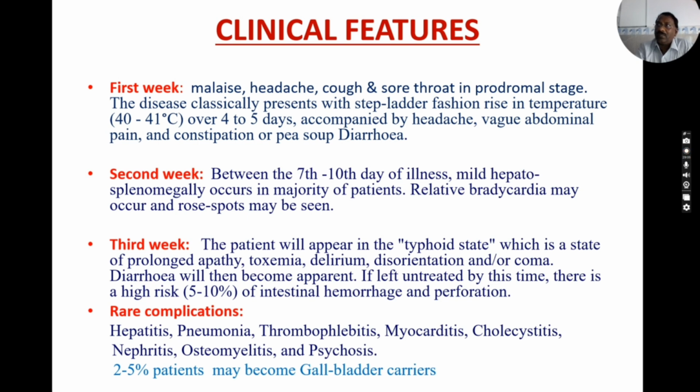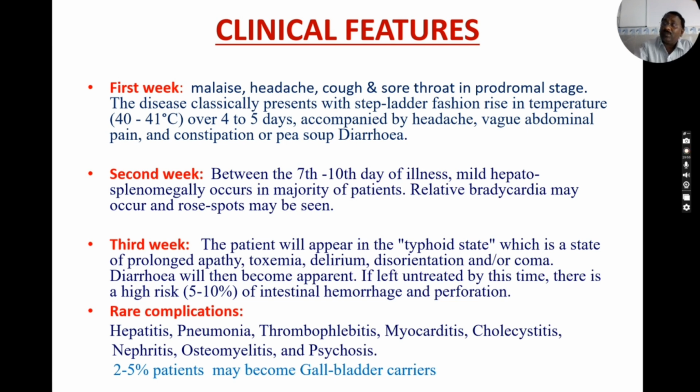That means the first day it is about 99 degrees. The second day it is 100 degrees. Third day 101. Fourth day maybe 104.5. That is the stepladder pattern. In the same way, the decrease in temperature also follows the same pattern, so it won't touch normal immediately in typhoid fever.